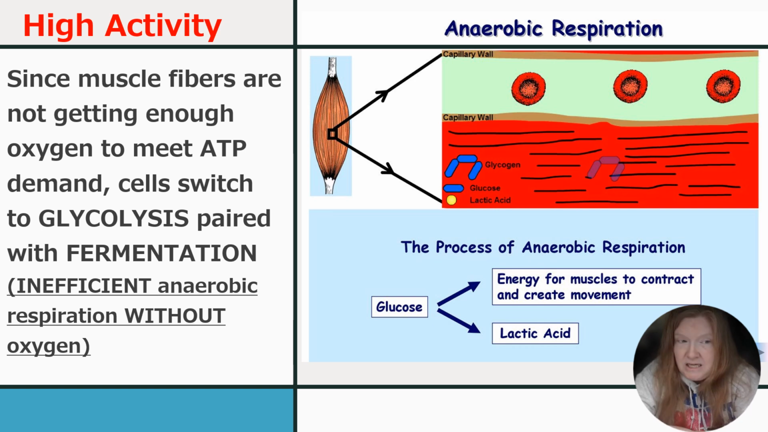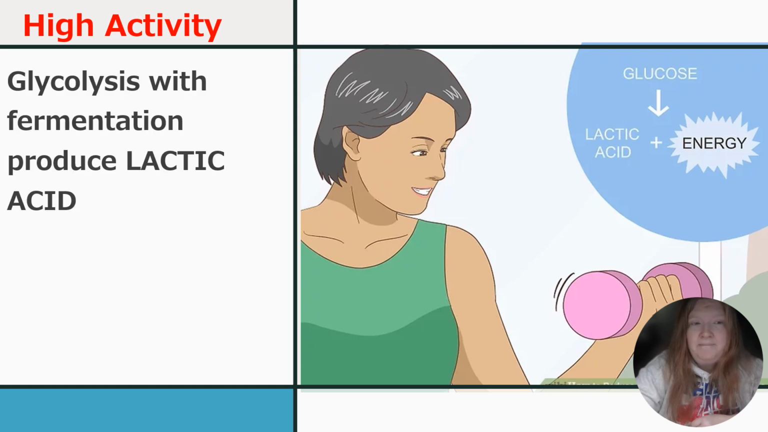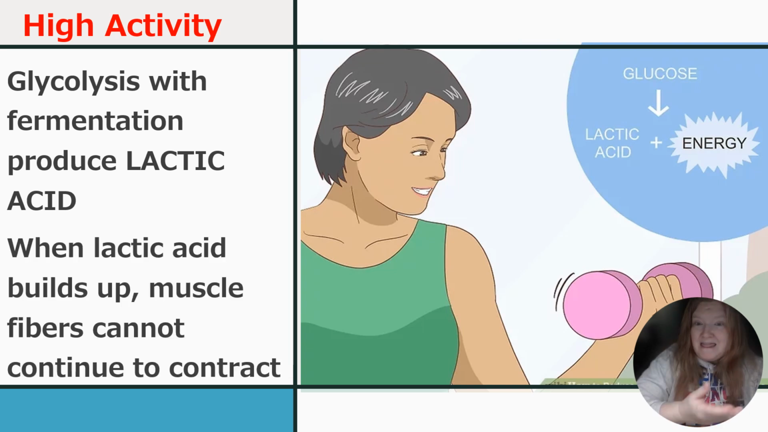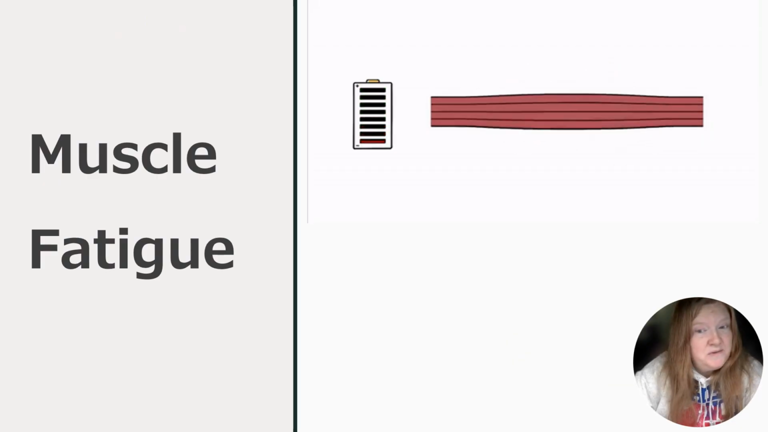Glycolysis and fermentation. Okay, and this results in anaerobic respiration that doesn't require oxygen. So both processes are going to start with glycolysis, but instead of moving forward with the aerobic respiration path that requires oxygen, the cells are going to have to divert some of that to fermentation from glycolysis in order to make enough ATP despite not having enough oxygen. Okay, so glycolysis and fermentation results in the production of lactic acid. And then when this lactic acid builds up, muscle fibers can't continue to contract. So we start to see some muscle fatigue.